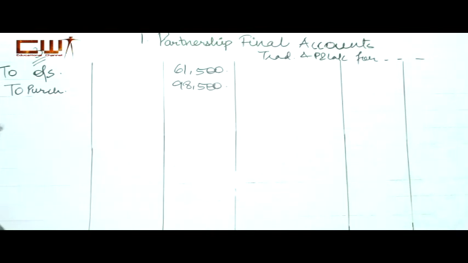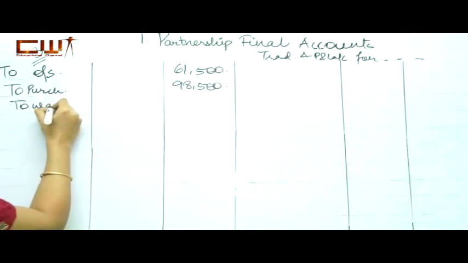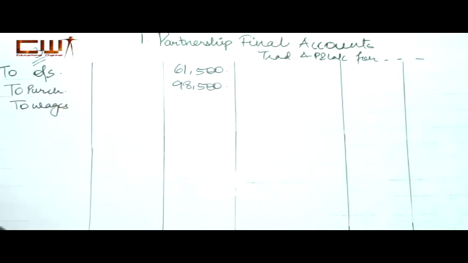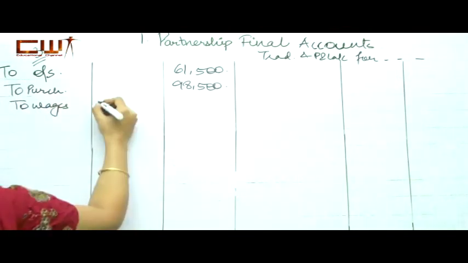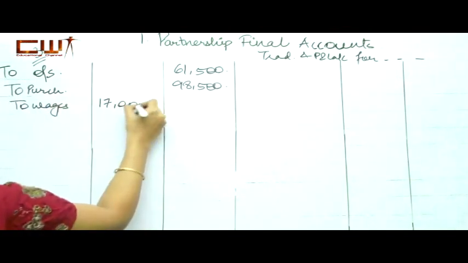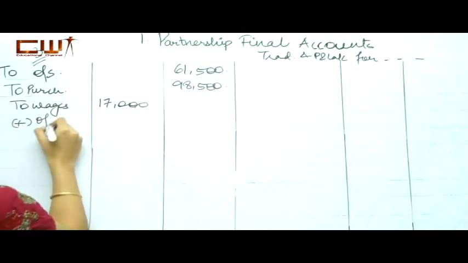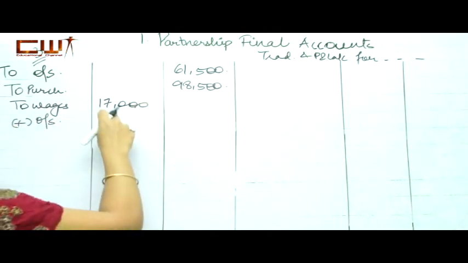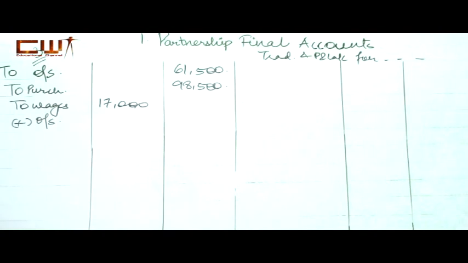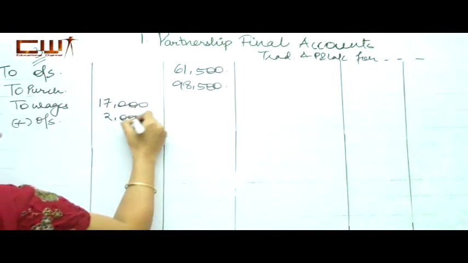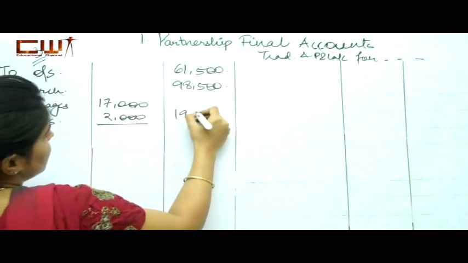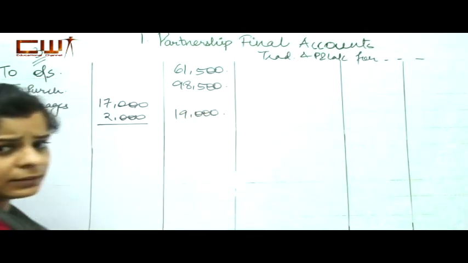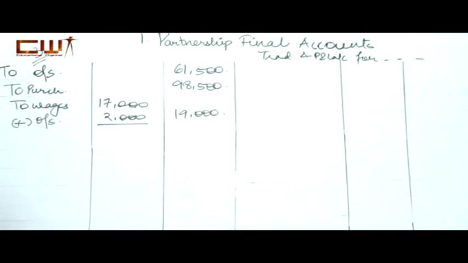See, you have outstanding wages also given in the adjustment, so you write wages inside. So how much is the wages given to you? Wages is 17,000, right? Plus outstanding. You add the outstanding, 2,000 still are there. So total payment will be how much? 19,000, right? Next what you have?